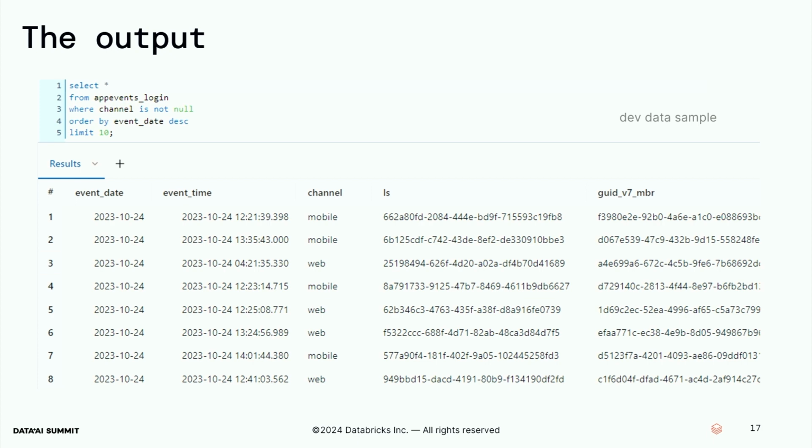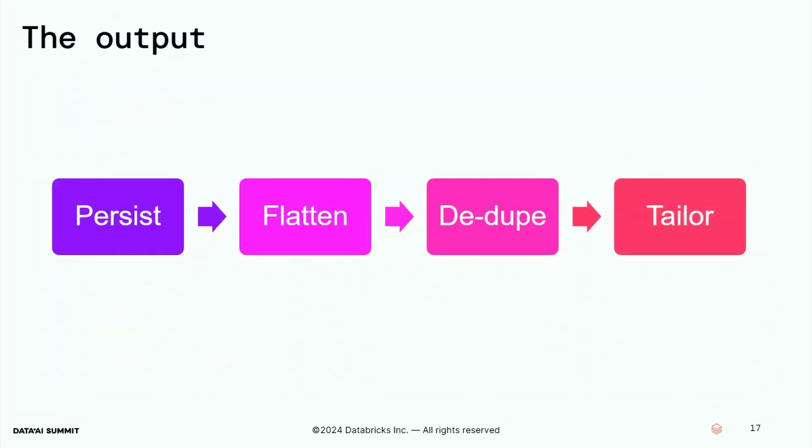To produce it, the pipeline must do 4 things, right? First, persist the raw data in our data lake for long-term storage. 2, flatten the JSON documents into individual application event records so they are easier to work with. And 3, remove the duplicates. Last, tailor the data for the show, which means we need to filter the data down to just the login events and store them in a table that is optimized to serve the real-time queries from the dashboard.